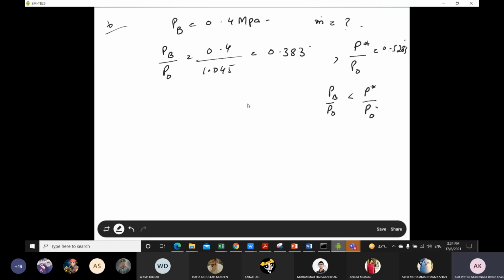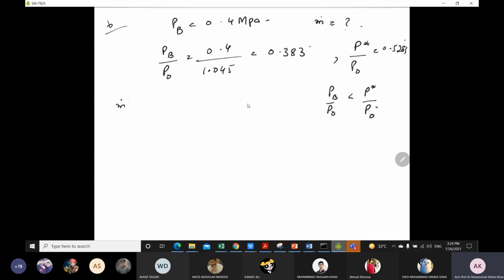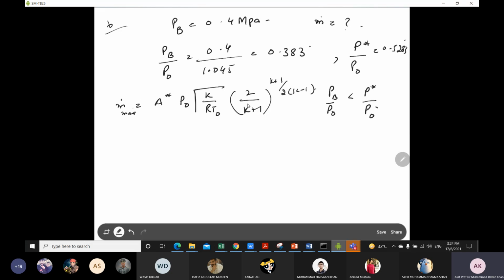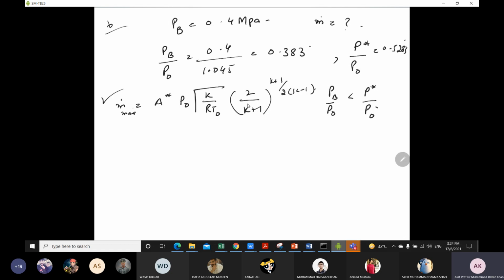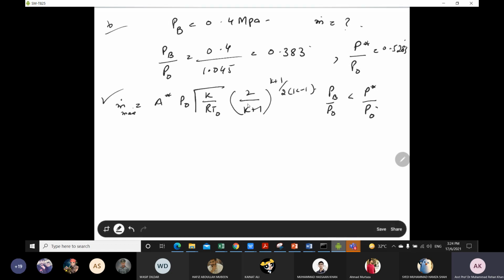And for maximum mass flow rate, we can simply apply the maximum flow rate equation. We already derived that as well. That is A star P naught under root K upon R T naught, 2 upon K plus 1 to the power K plus 1 upon K minus 1. So this equation we already derived, that is for the maximum flow rate. And if your flow is choked, you can simply apply this relation, okay, directly.